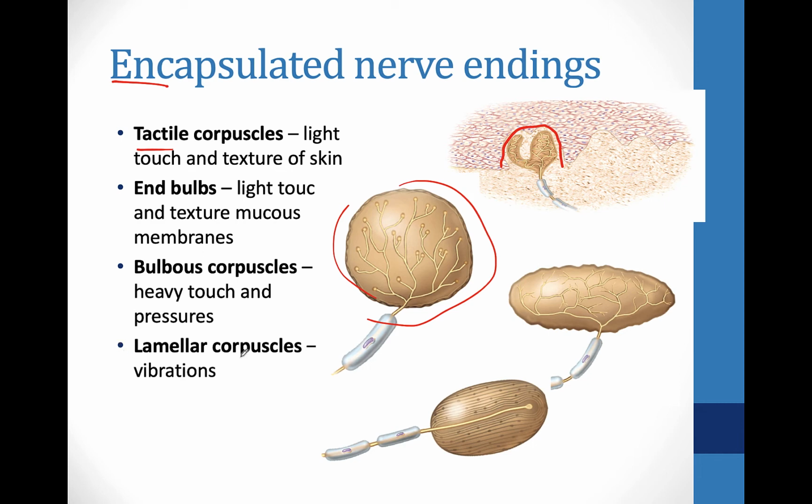And then lamellar is down here. Lamella is kind of when lines lay flat like that. That's how this gets that name. It is generally going to be sensing vibration. So this is found deep in the dermis or in the periosteum of bones and in joints.